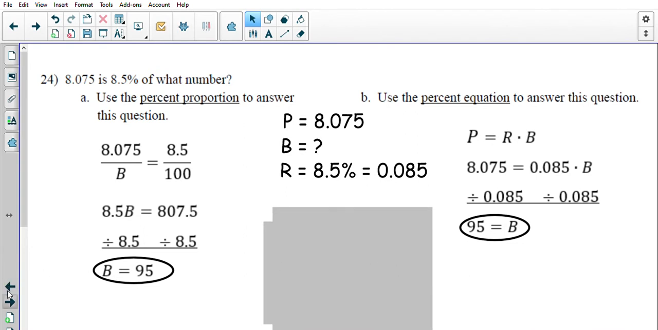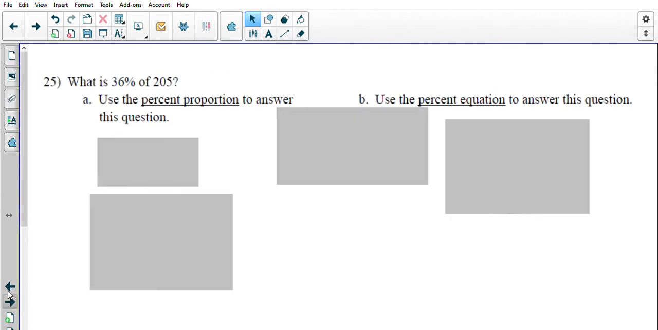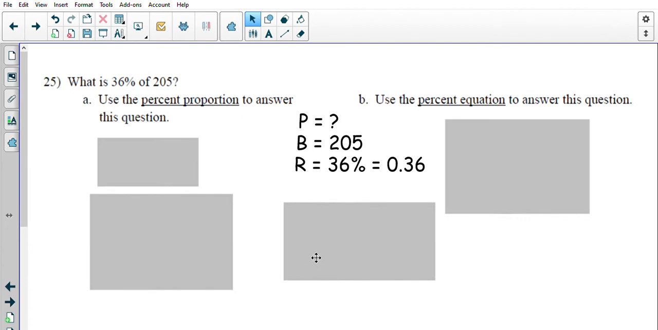All right, let's take a look at the last question, number 25. What is 36% of 205? So for this question, our part is our unknown, our base is 205, and the percent, or R, is 36%, which we can also write as 0.36.